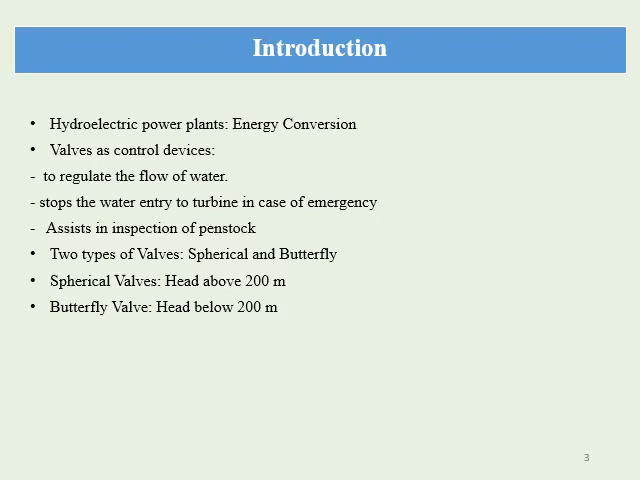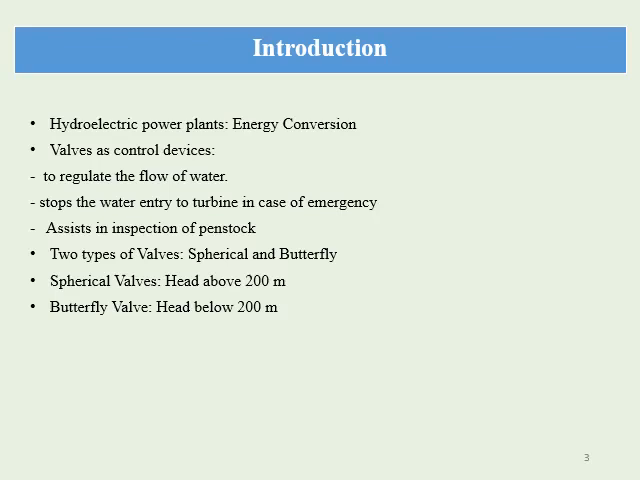So what is a hydroelectric power plant? It is basically an organized transducer in which hydromechanical energy is converted into electrical energy. Since a high velocity flow of water is getting in and out of the power plant, we use various control devices known as valves. We use them to regulate the flow of water, to stop the water into the turbine in case of emergencies, and to assist the inspection of various parts such as the penstock.